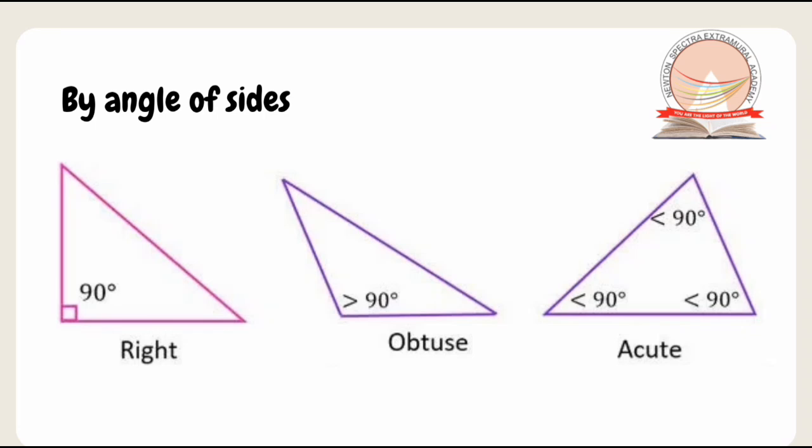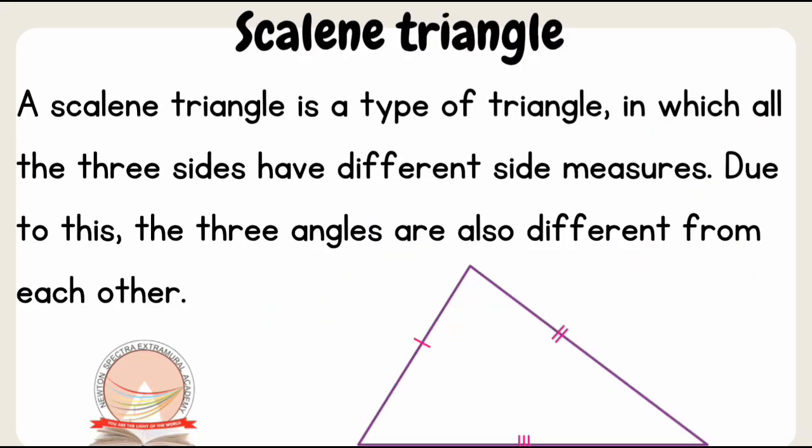For the first one, which is right angle, the angle is always equal to 90. And for the obtuse angle, the angle is always greater than 90 degrees. And for the acute angle, the angles are always less than 90 degrees. So, let's briefly talk about each type of triangle.